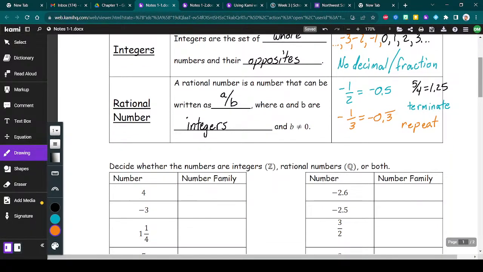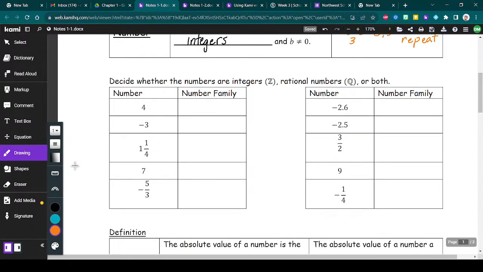So looking down at a couple columns here, decide whether the numbers are integers or rational numbers or both. I'm not going to worry about the both part. All integers are rational, and what I'm more concerned with is, can we tell the difference between a specific integer or whether or not the number is rational? So basically, if it's not an integer, it's rational at this point in your math career.